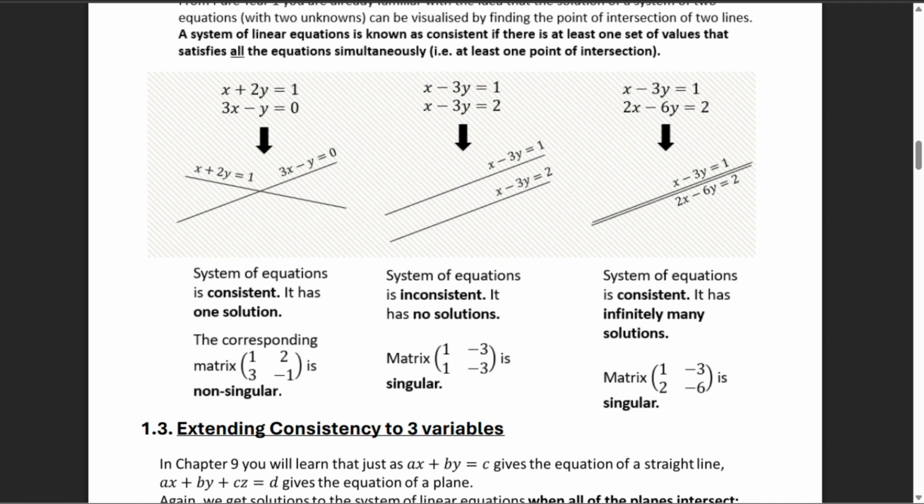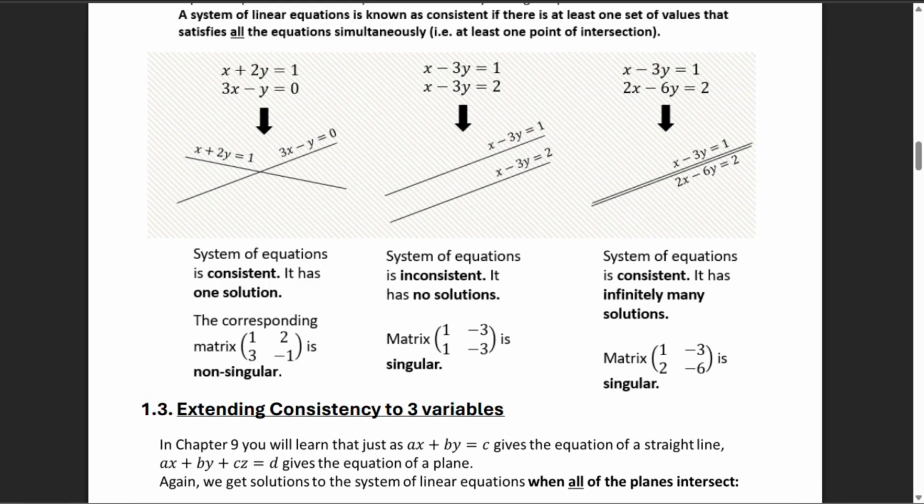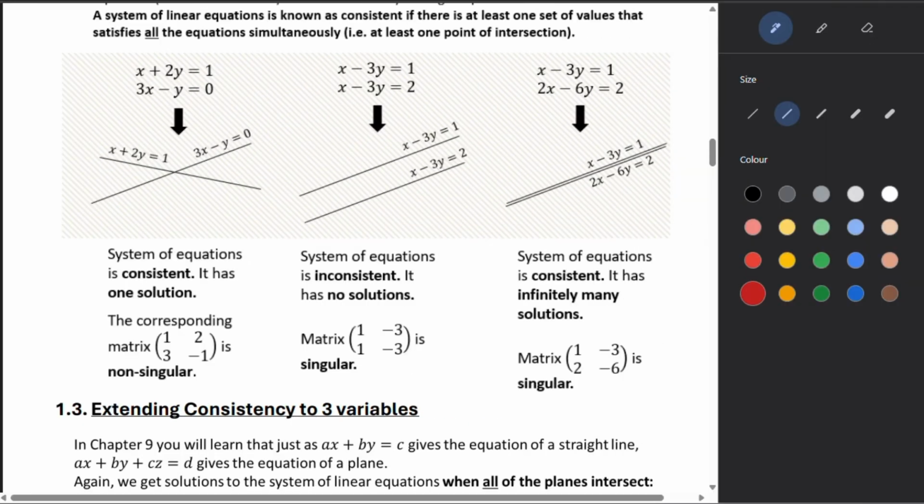So that corresponding matrix, and it's a bit of a confusing idea to get your head around, but it hopefully will make more sense the more we talk about it. That corresponding matrix there is just formed from those two lines. So we can see 1, 2, 3, 1. Well, the 1, 2, let me get a pen. That 1, 2 there is the x plus 2y. And then in blue, the 3x minus y is that 3, minus 1 there. So that matrix is non-singular because you could find the inverse of that matrix.